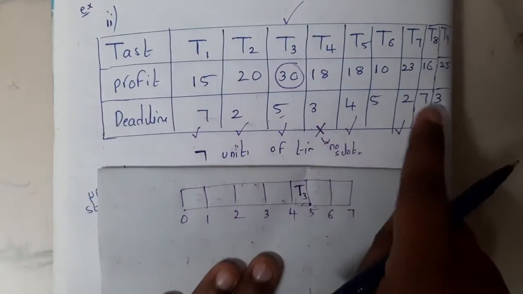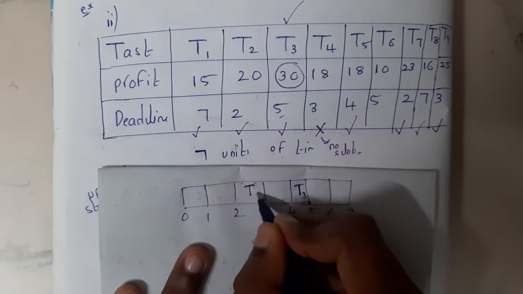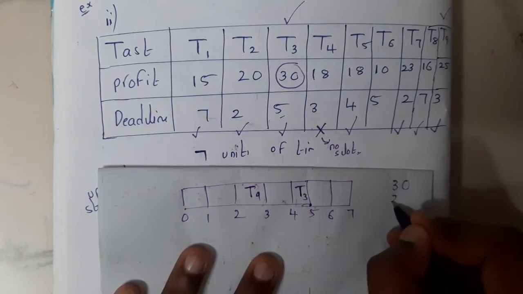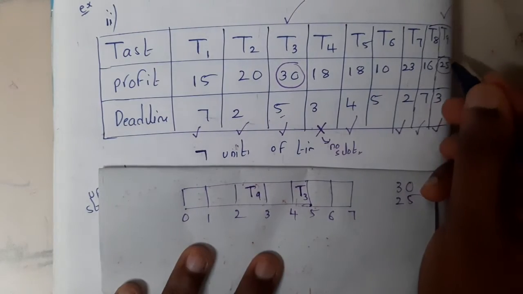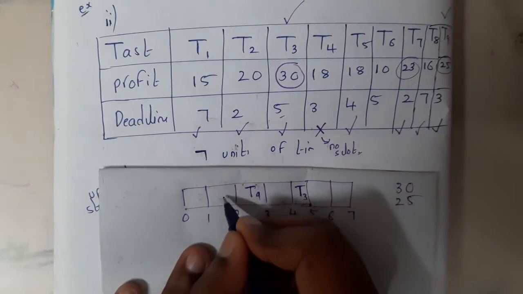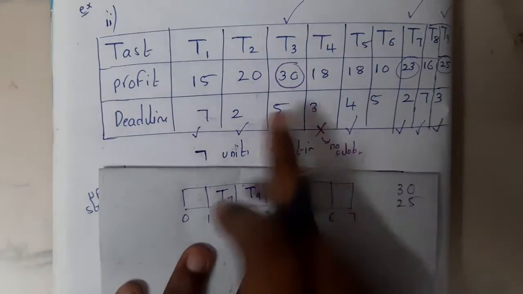Similarly, the next highest is T9. It can go up to 3. So T9 is done. Nice. I'll be writing the values here because if it's asked to add, we can add them easily, right? So this is also done. The next maximum is 23, which is T7 and its deadline is 2. So T7 goes here at slot 2. Nice. And the next maximum.